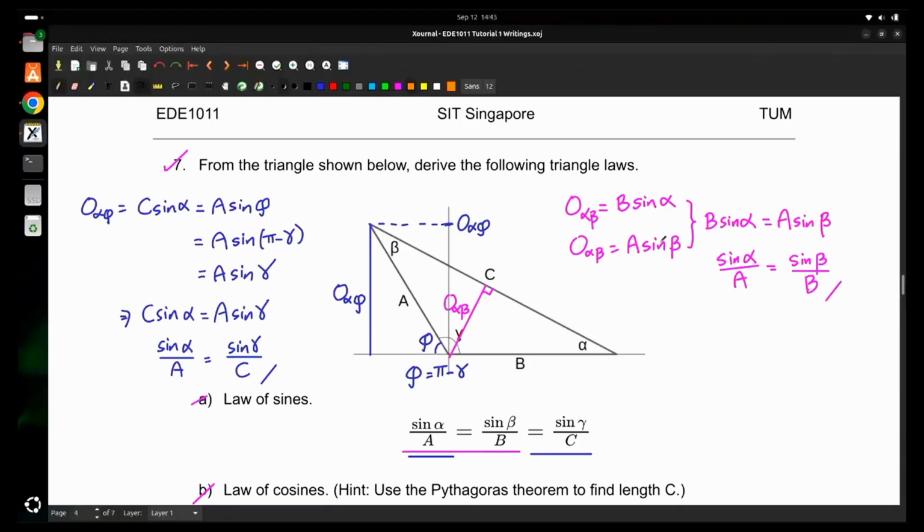A sine beta. So it's the same opposite. So therefore, I equate them. Then after I just rearrange, I get the first equality being shown. But you only work with one opposite, right? There are other opposites also.